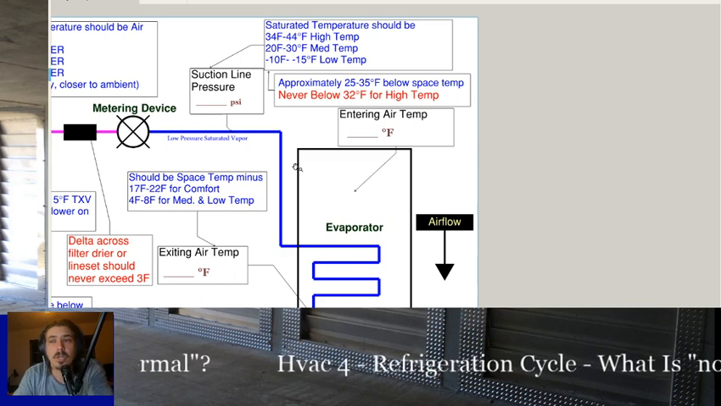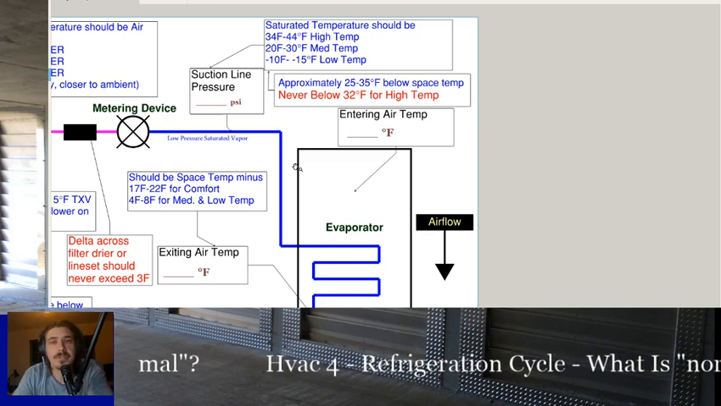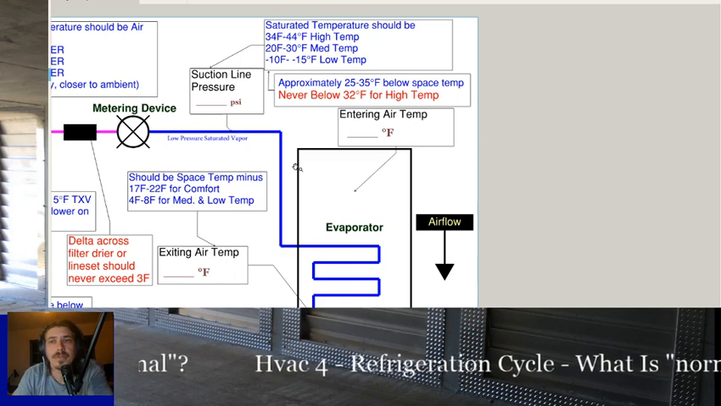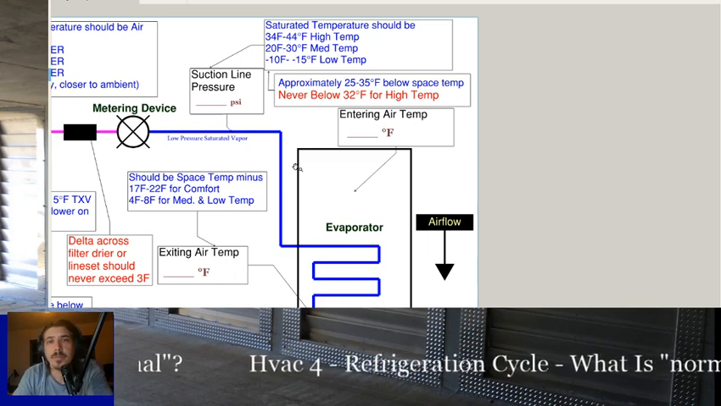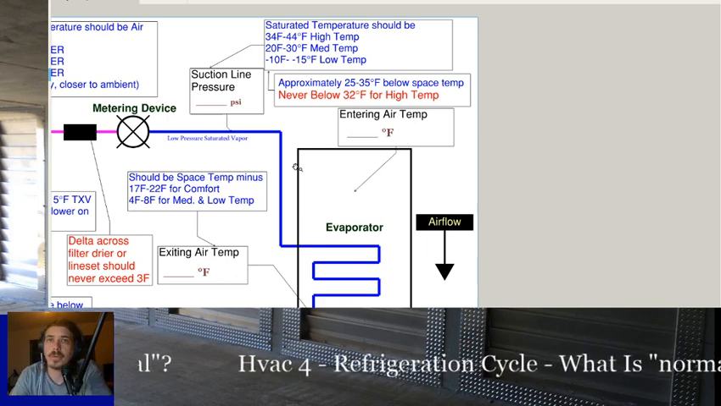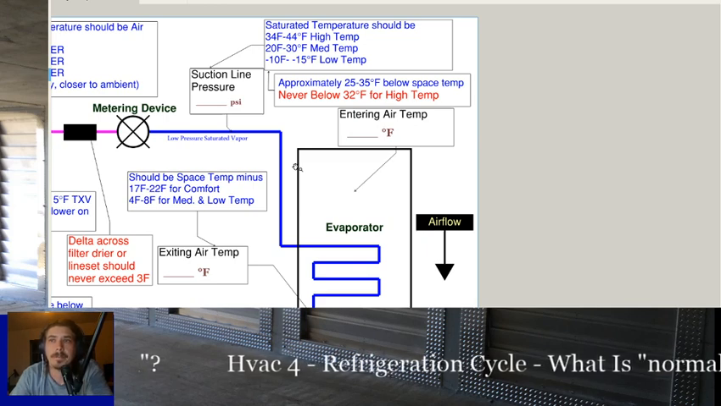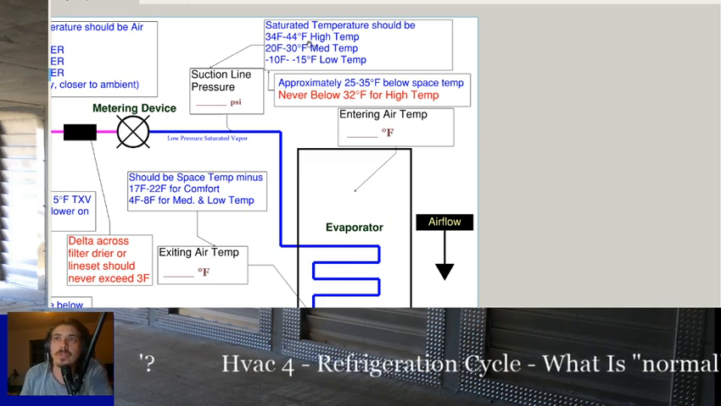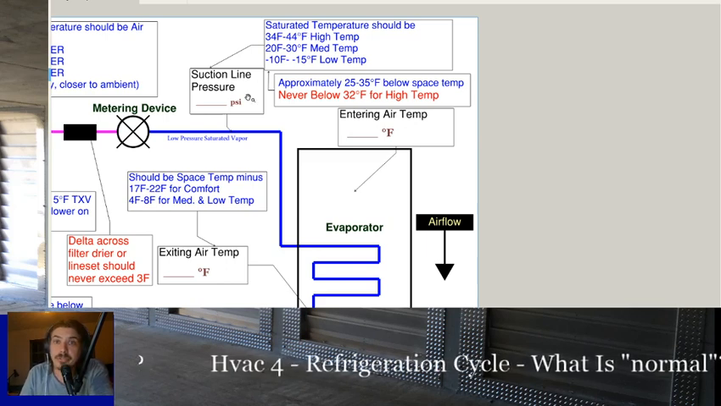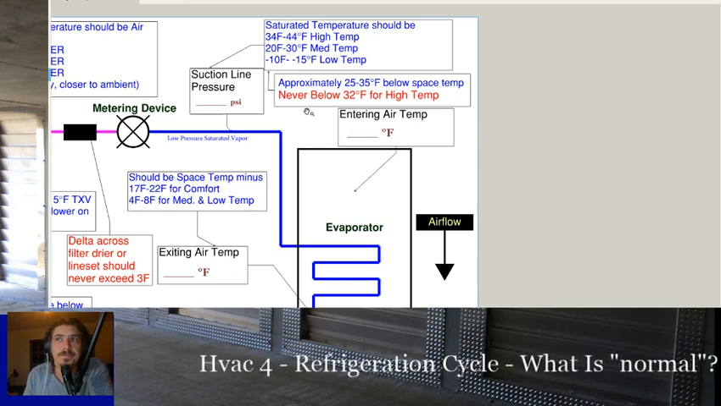And it has to be lower than what we want to achieve at the end because, again, unless it's a very high efficiency evaporator, a very large coil, there's no way 55-degree refrigerant is going to bring that air down to 55 degrees. So we need it to be even cooler so we have plenty of heat to pick up. All right. So generally, your suction line pressure or your suction line saturated temperature should be 34 to 44 degrees.